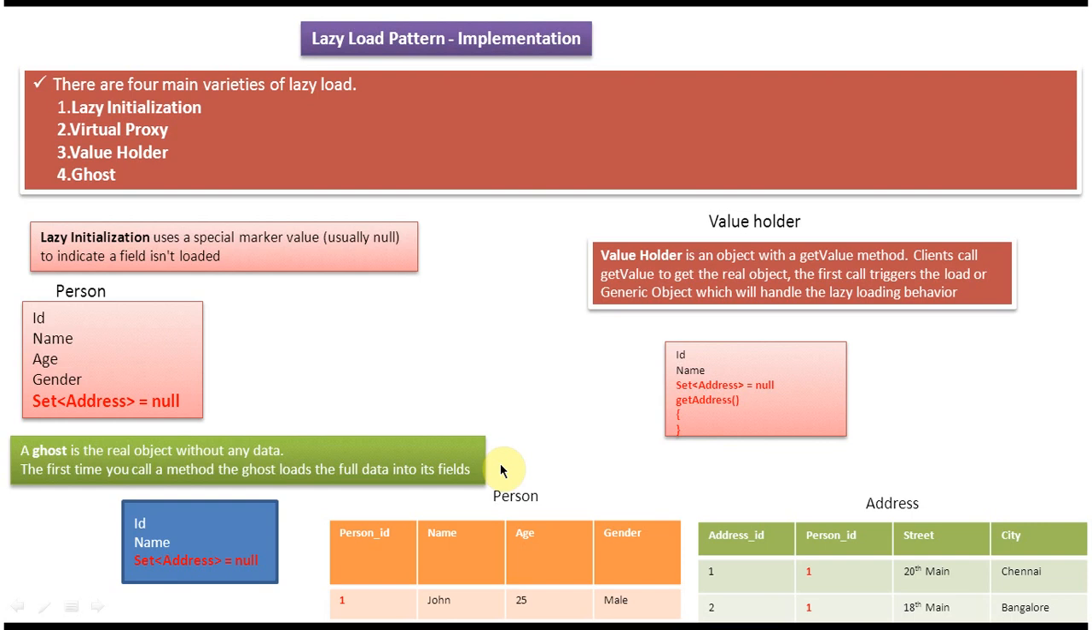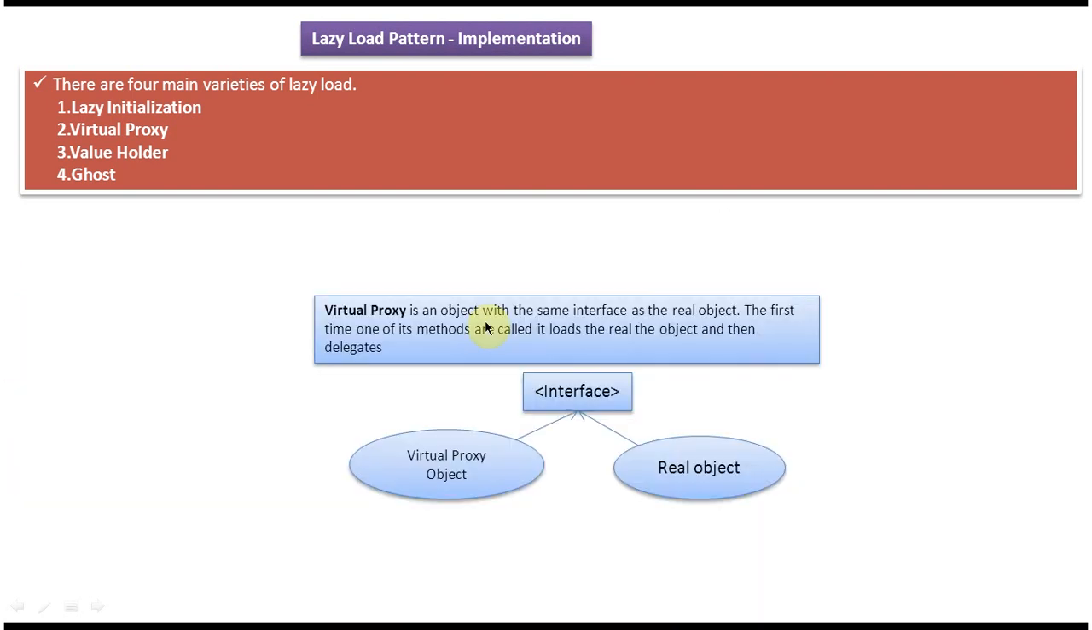Okay, and the next one is virtual proxy. So you can see an interface. This interface is implemented by two classes, virtual proxy and real object. Virtual proxy is an object with the same interface as the real object. You can see this is the same. Virtual proxy has the same interface, and real object also has the same interface. The first time one of its methods is called, it loads a real object and then delegates.